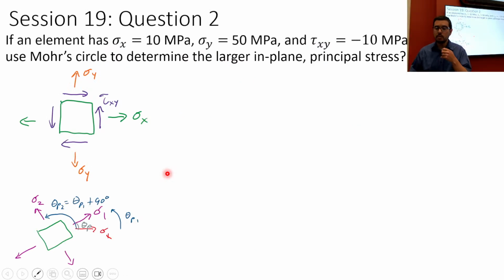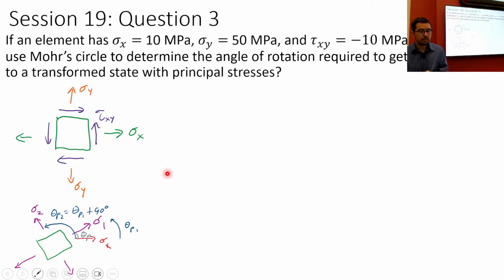Now you've got a few questions to help reinforce this. We'll give it a few minutes for you to work on this. Question 2 says you've got a state of stress. Use Mohr's circle to determine the larger in-plane principal stress. Question 3 is asking what is the angle of rotation to get to the state of principal stress.